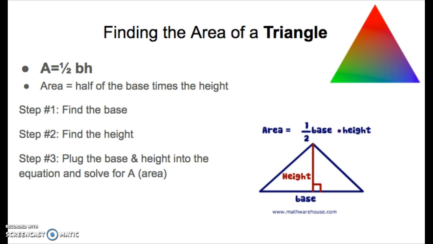Alright, so finding the area of a triangle. To find the area of a triangle, you use the formula area equals half of base times height. So first, you need to find the base, which is at the bottom of the triangle. And then second, you have to find the height, which is the measurement from the bottom of the triangle all the way up to the top tip of the triangle. Then you're going to plug these two in, multiply them by each other, and then divide by half to find your area.